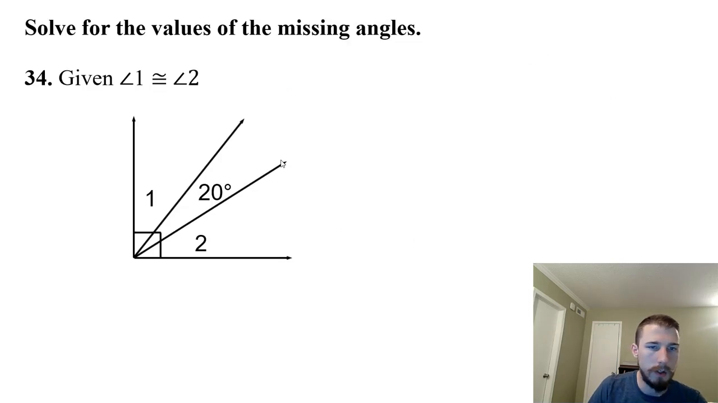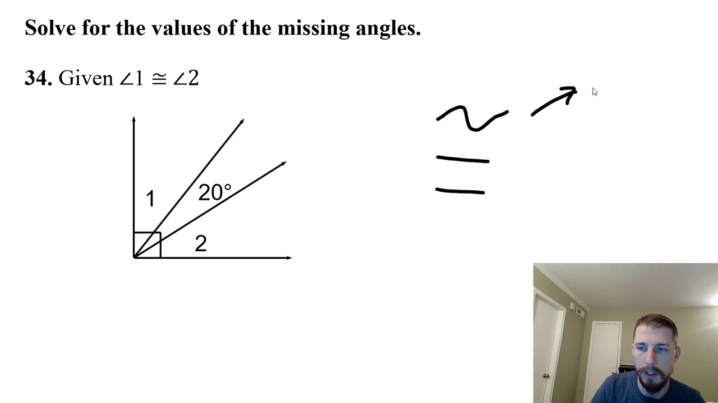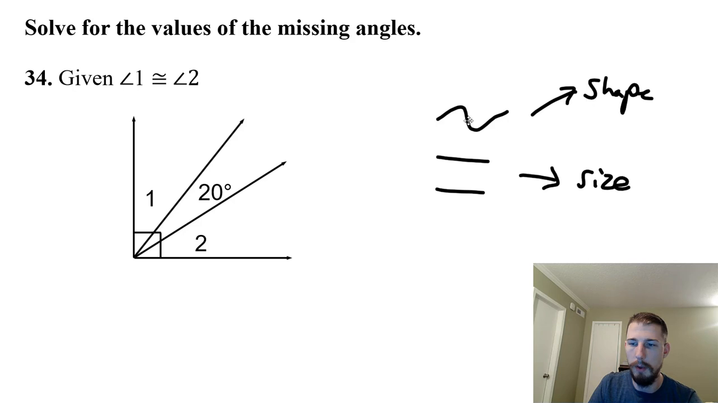All right, solve for the values of the missing angles. Given that angle 1 is, what does that symbol mean? Do you remember that? Remember that symbol has two parts in it. The first part is the tilde. The other part is the equal sign. The tilde tells us that it has the same shape, like an angle is the same shape as an angle, or a segment's the same as a segment. And then the equal sign tells us that it has the same size. So this symbol means that it's congruent, and it comes from two different parts, the same shape and the same size. So here we know that angle 1 and angle 2 are congruent, meaning they have the same measurement. So whatever this is equal to, so is the other one.